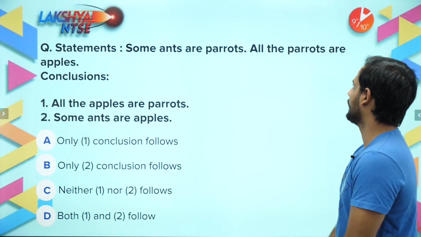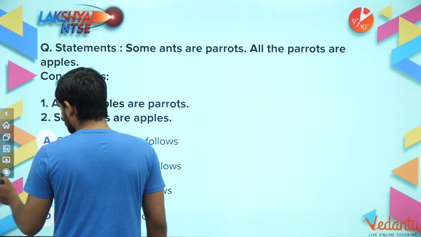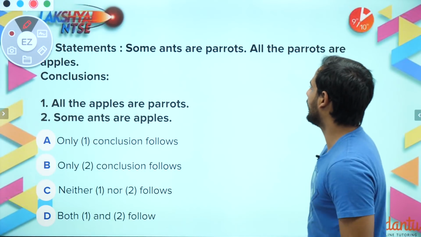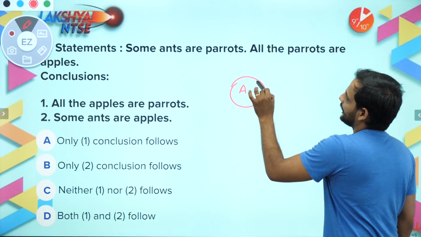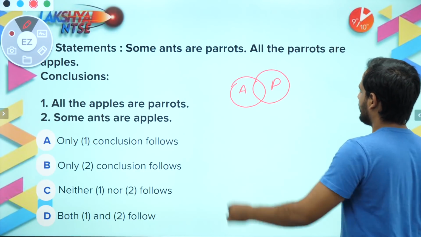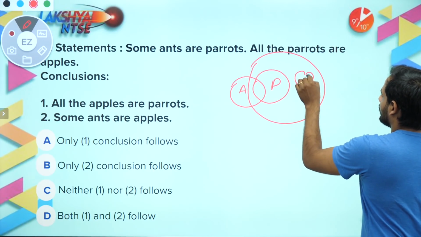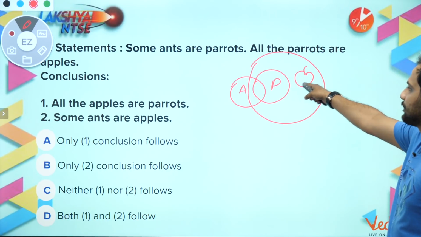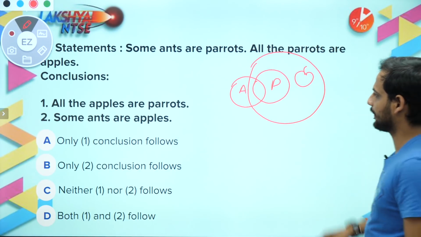Some ants are parrots. All the parrots are apples. So what are the conclusions? Chalo, let us see. Some ants are parrots. All the parrots are apples. Now, all the apples are parrots. Can I say that? No, only some apples are parrots. So the first is wrong.